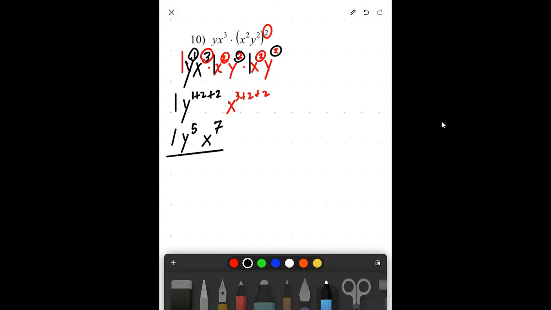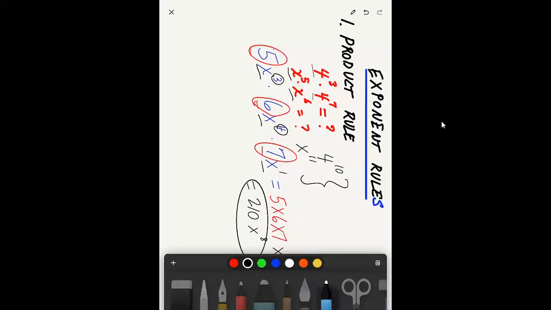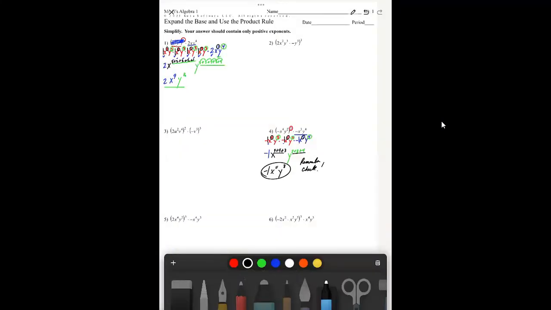So I hope this has been helpful. Let me go back and do a quick review. All you're going to do is multiply the coefficients, and then add the exponents. And anything that has a parentheses with an exponent, you get rid of that by expanding it. You expand it first, rewrite it, and then you go through and just use the product rule.